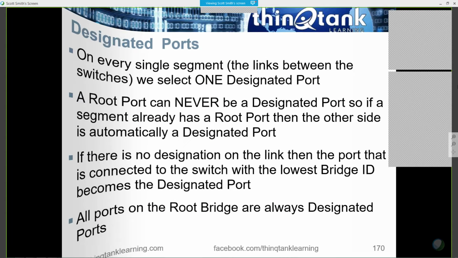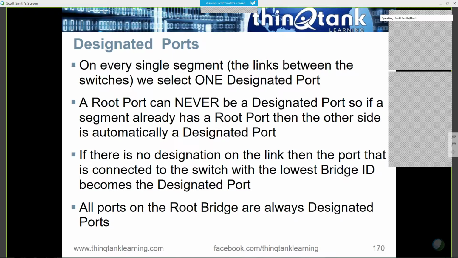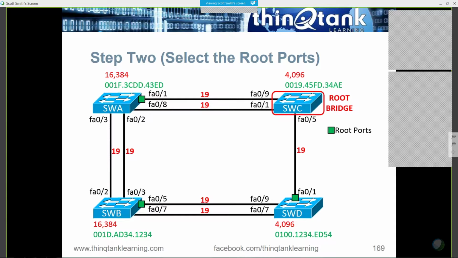If there is no designation on the link, then the port that is connected to the switch with the lowest bridge ID becomes the designated port. What? I know. I get it. Confusing. The links between switch B and switch A. Are there any designations on the links between switch B and switch A? Not presently, right? Which side becomes designated? The side that is connected to the switch with the lowest bridge ID. So on the links between switch B and switch A, which sides are designated? Switch B. Why switch B? Lower MAC address. D is lower than F. You guys follow what I'm saying?